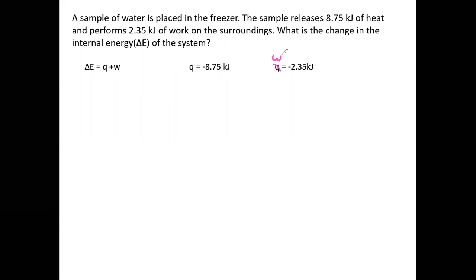Again, because we're doing work on the surroundings, we're expanding our system. If we're expanding our system, delta V gets bigger, which means it's positive. Therefore, work will be negative, because remember, work equals negative P delta V, and delta V is final minus initial. When we expand, our final is greater than our initial. So now we just sum them up, and we get negative 11.10 kilojoules.